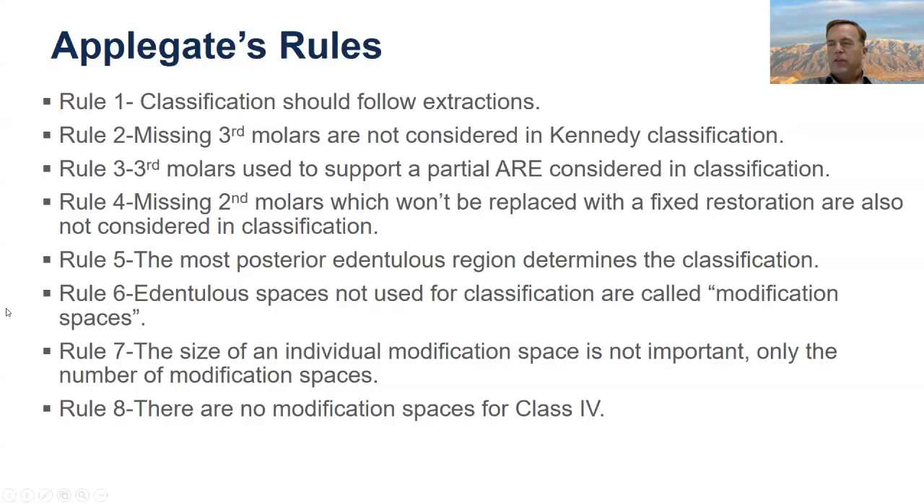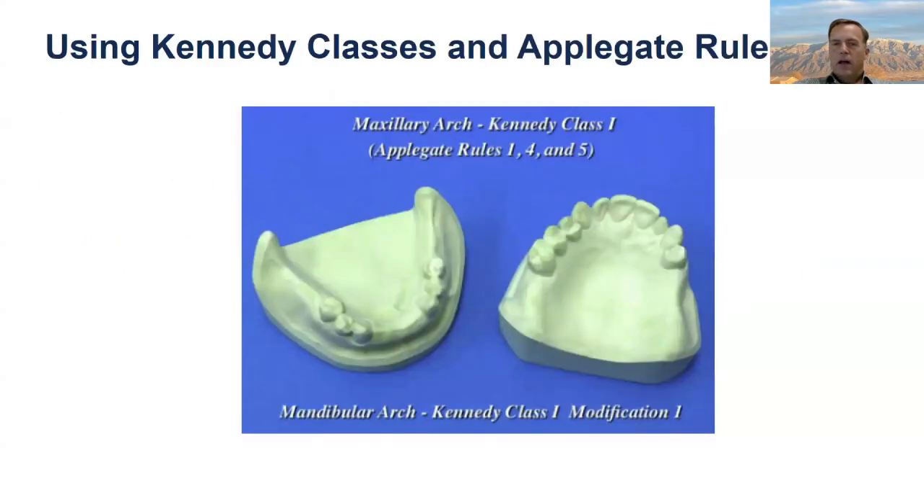And then when we've grouped a case into a given Kennedy classification, the spaces that really didn't classify it are called modification spaces. There are no modification spaces for class 4. In other words, as soon as a person starts missing posterior teeth, they're not class 4 anymore. Here are a couple examples. On the maxillary arch, on both arches, we're going to assume we have a model and all the extractions have been done.